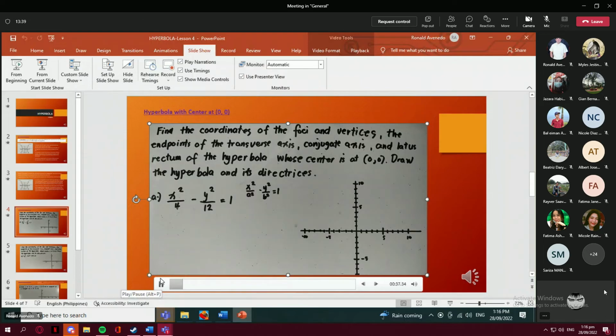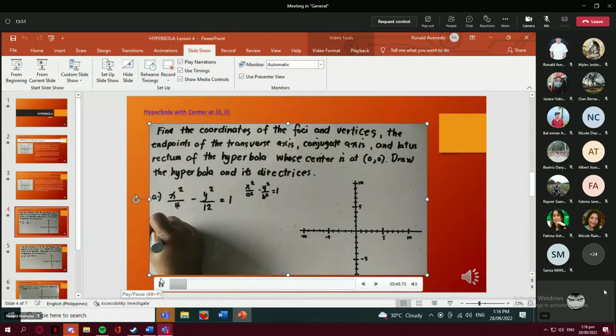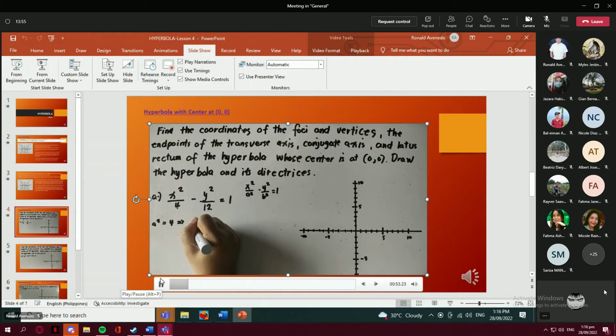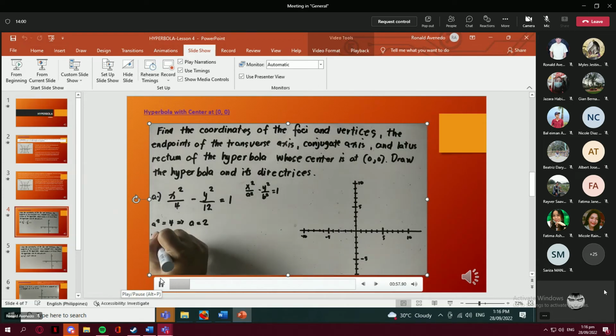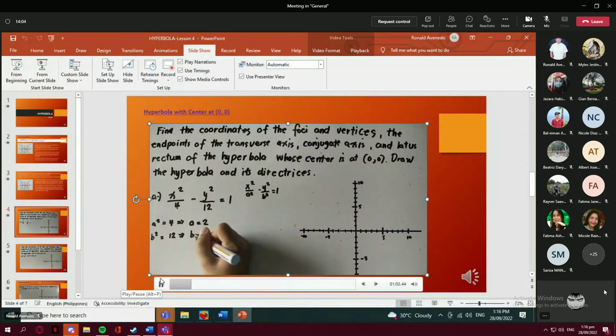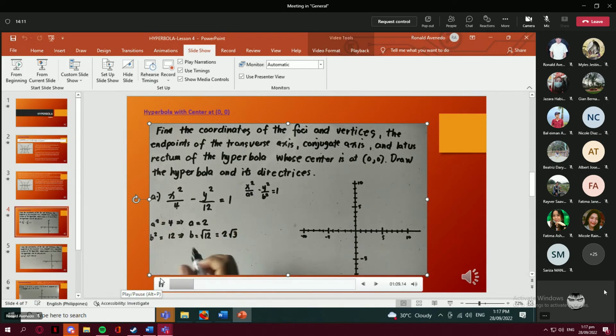You will use the guide where the equation is of this form. So from here we can say that a squared is equal to 4. So therefore a is 2. Then b squared is equal to 12. So therefore b is equal to the square root of 12, which is equal to 2 square root of 3.